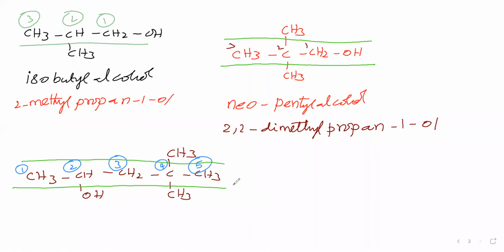Now, the methyl groups' name is 4,4-dimethyl. 5 carbon atoms are present, therefore pent. Primary suffix is en. Secondary suffix is 2-ol. Next compound we will take is diols.